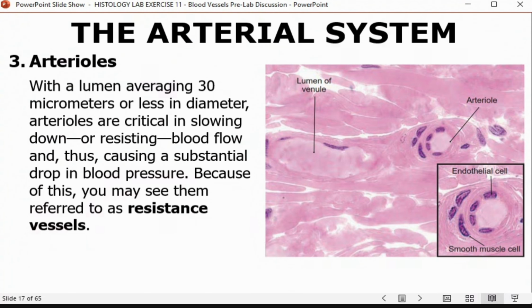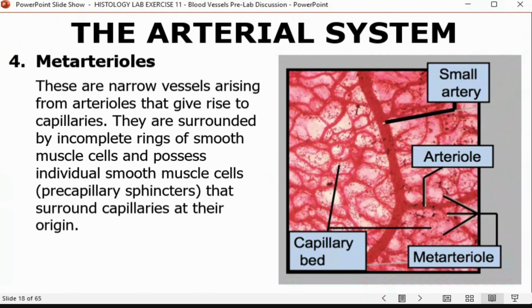Your arterioles are critical in slowing down or resisting blood flow and thus cause a substantial drop in blood pressure. Because of this, you may see them referred to as resistance vessels. And you need the blood pressure to be lower by the time it reaches the capillaries because you don't want too much pressure pressing against your organs. For example, you might end up sweating blood at that point. So we just need a small pressure, just enough, but not too much. That's why we have your arterioles.